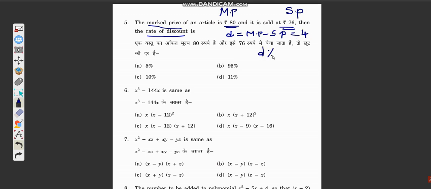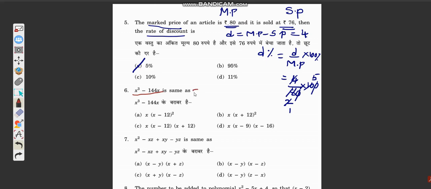Now the discount percent is always calculated on MP. This is the formula: discount by market price into 100. Discount how much? 4 rupees. And market price how much? 80 rupees. 4 by 80 into 100. 0, 0 cancelled. 4 ones are 4, 4 twos are 8; 2 ones, 2 fives. So what is the percentage? 5% rate of discount.